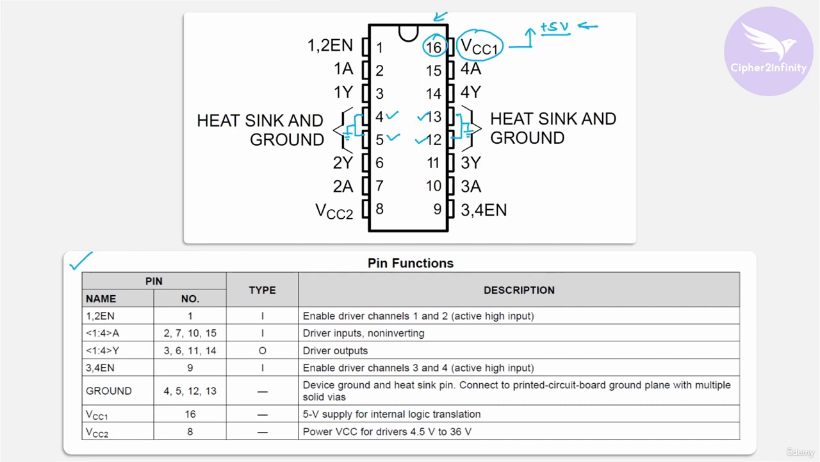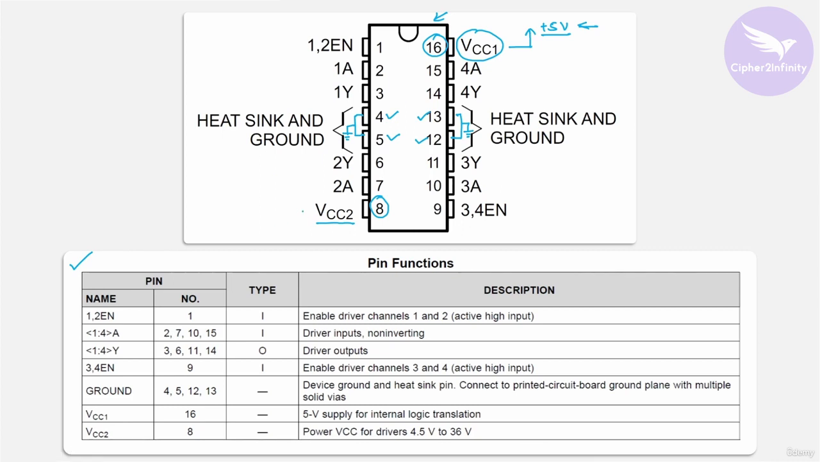So all the 4 pins will be connected to the ground. Then the next pin which I want to discuss is VCC2. This pin is actually responsible for powering the motors or the load that you will connect to this IC.